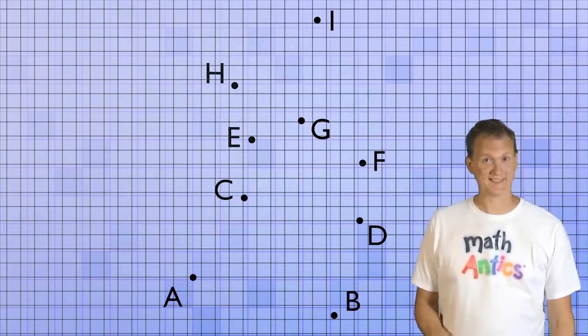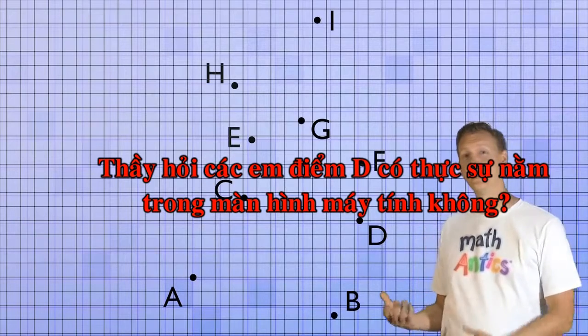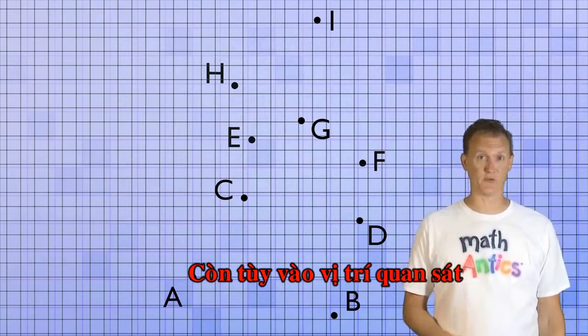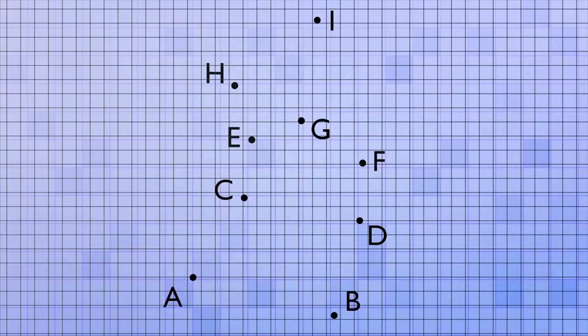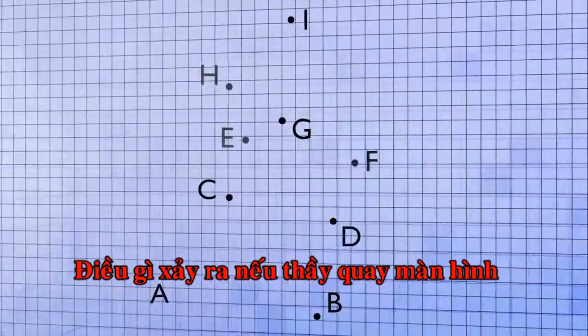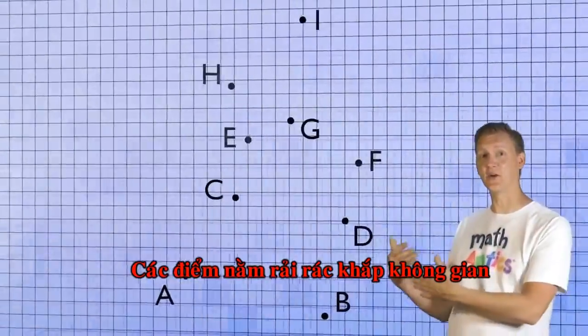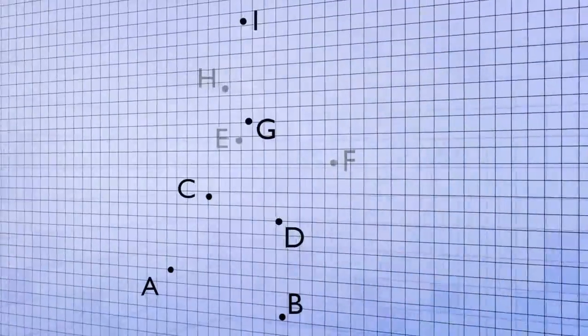I have a confession to make. I tricked you. Point D really isn't in the same plane as the computer screen. It just looks like it from the position you're viewing it from. Watch what happens if I start rotating the screen space a little bit. Aha! Now you can see that the points are actually scattered all over the place in space.